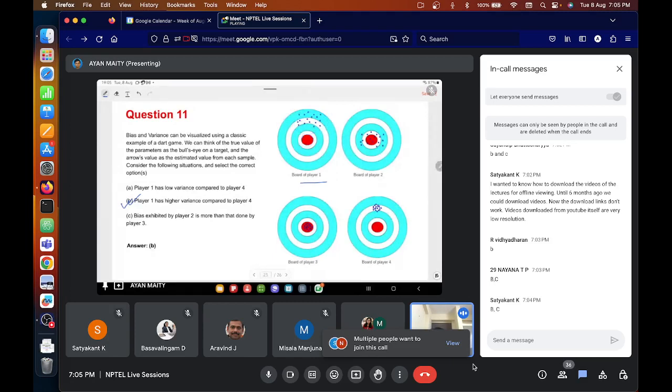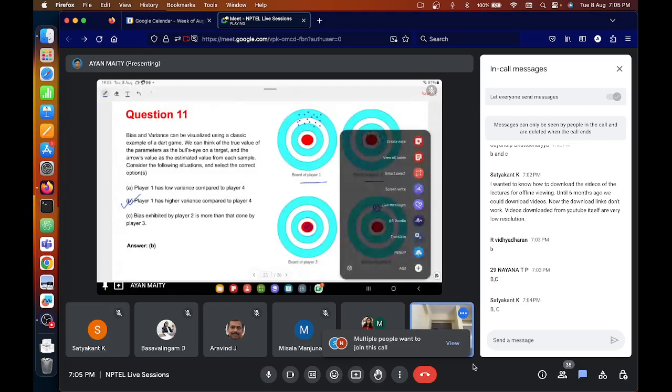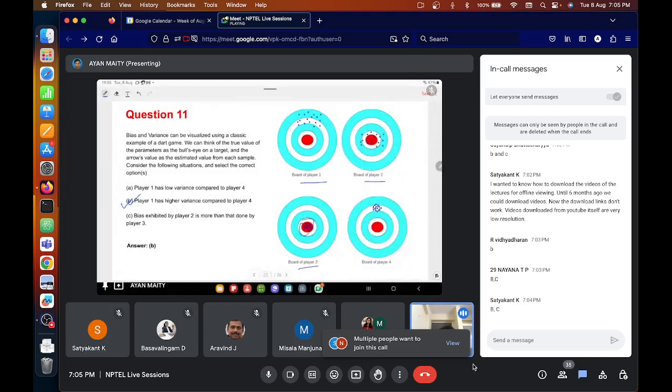In the case of player 2, the bias is low because the points are very close to the bullseye. Bias is the difference between the actual value and the expected value of the predictions. The predicted values are very close to the actual values, but the points are very spread out, so variance is high. In the case of player 3, the predicted points are close to the bullseye and the variance is also low. Most of the points are concentrated in a very small region, so both bias and variance are low for player 3.